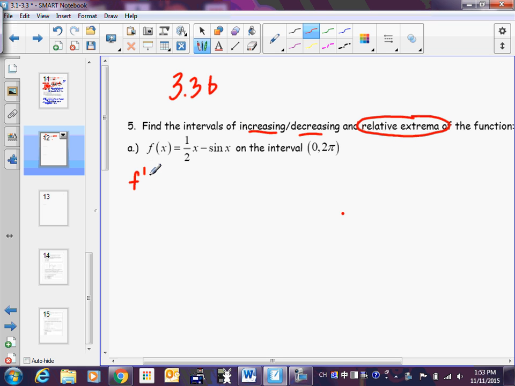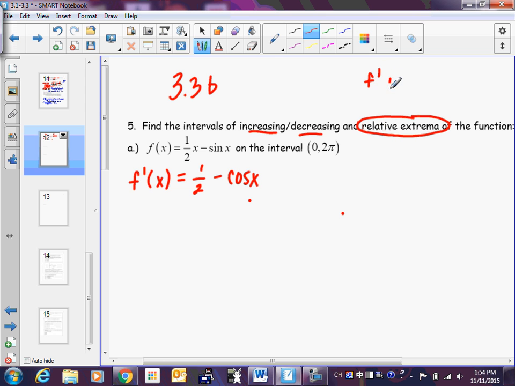Find the derivative. All right, so derivative of 1/2 x, that's 1/2. What's the derivative of minus sine x? Minus cosine x. So remember, you want two things: you want to know where f prime is undefined and where f prime is 0. These are your critical numbers.